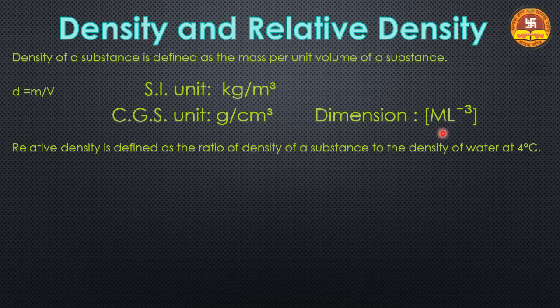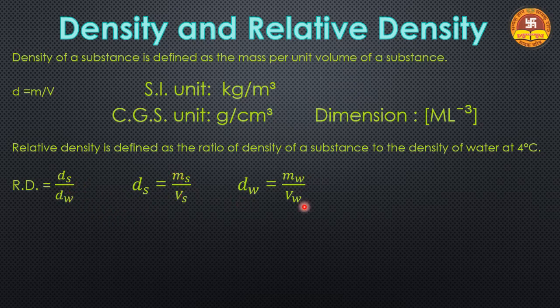Relative density is defined as the ratio of density of a substance to the density of water at 4 degrees centigrade. So we write relative density as ds by dw. Now density of substance is equal to mass of substance by volume of substance, and similarly density of water is equal to mass of water by volume of water. Now if I take the ratio, it becomes ms by vs divided by mw by vw.